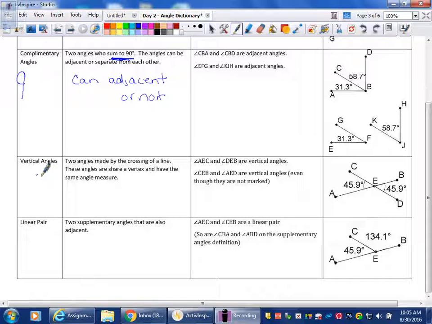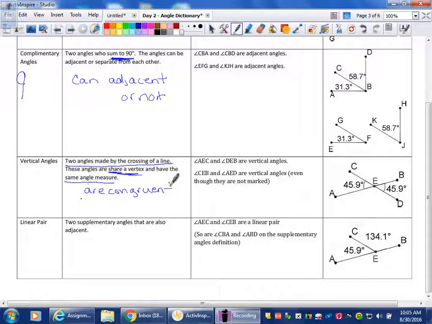Now, vertical angles. Another definition that is very important you understand. Vertical angles are two angles made by crossing of two lines, or segments, or rays. Well, not rays, but lines. The angles share a vertex, very important, and they have the same angle measure. So, vertical angles, they have the same measure, are what we call congruent.